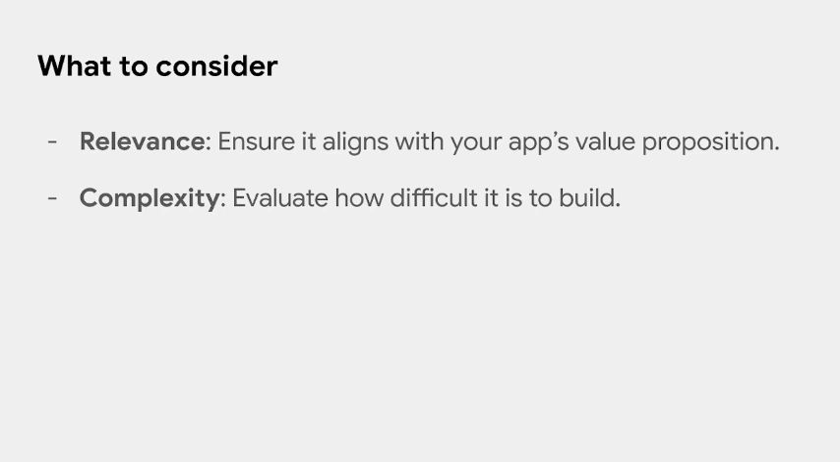So when selecting a model, always remember this. First point is relevance. Is the task you are seeking to solve in alignment with what you want to use? Ensure it aligns with your app's value proposition. That's the first point. Next point, complexity. Evaluate how difficult it is to actually build and use.